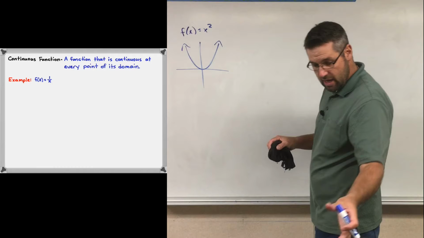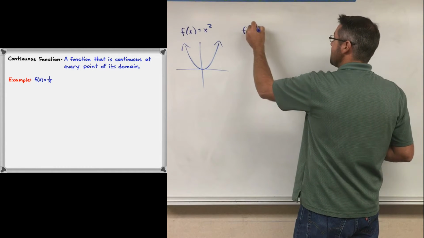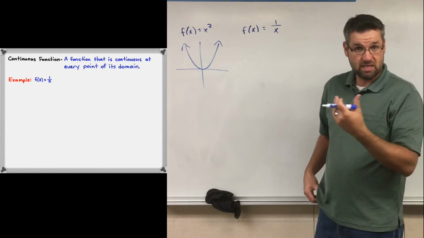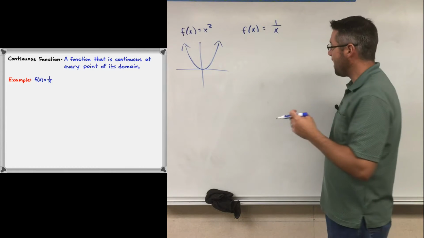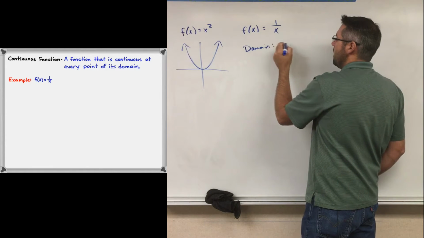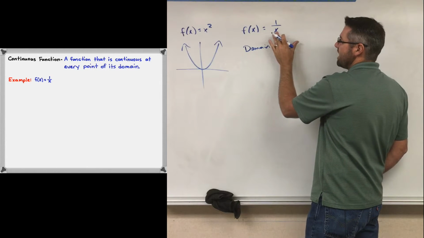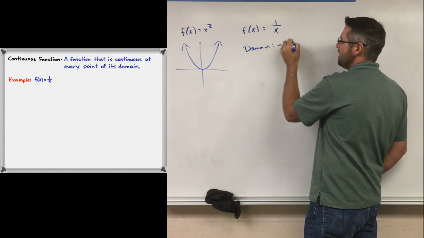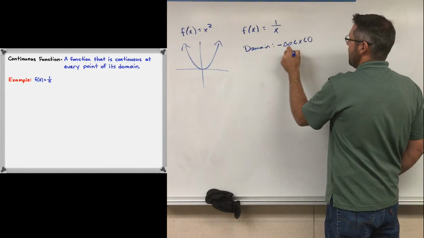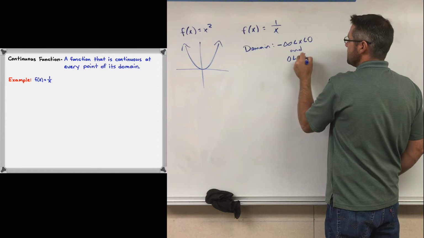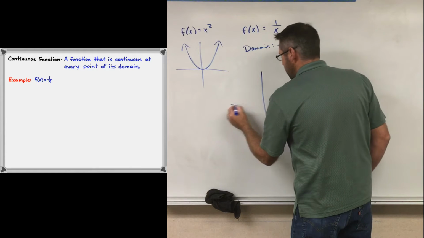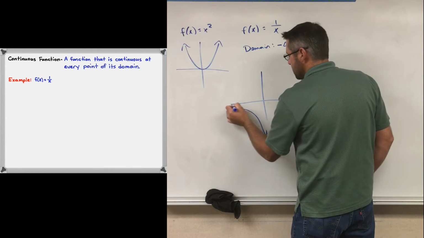But if I look at the example that I have on the lesson here, when I say f of x equals 1 over x, well, what is the domain of this function? It's probably easier to graph it to understand the domain, but let me go ahead and write this out. The domain is basically all real numbers except for when x equals 0. So from negative infinity less than x less than 0, and 0 less than x less than infinity. That's the domain, okay?